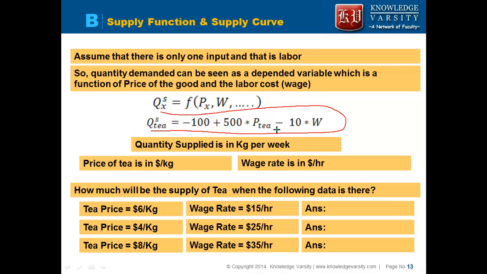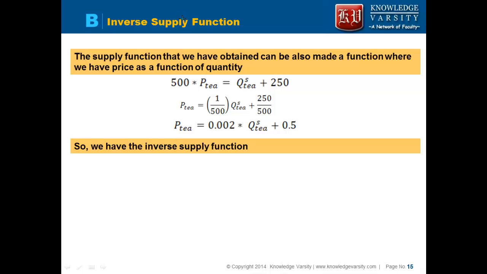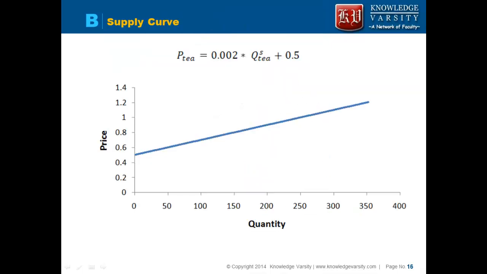But again, what I want is the quantity in terms of the price of tea. So what we do is fix this wage level, and we get the quantity supplied as a function of price. If you fix the wage at $15, this is your quantity supplied as a function of price. Also we can get the inverse supply function, because the plot is price versus quantity. So this is your supply curve. Note that the supply curve is upward sloping.